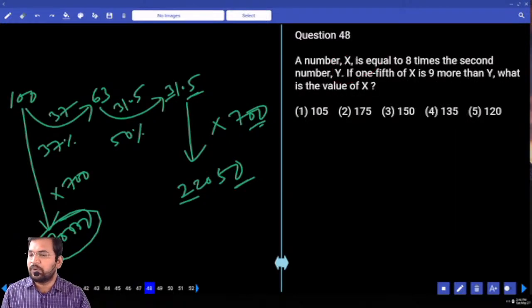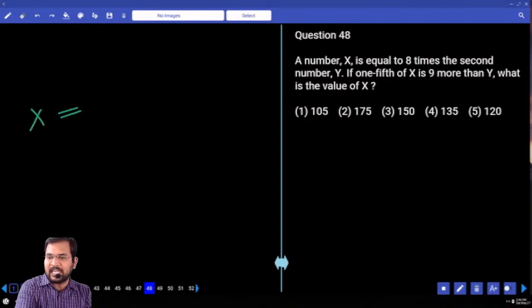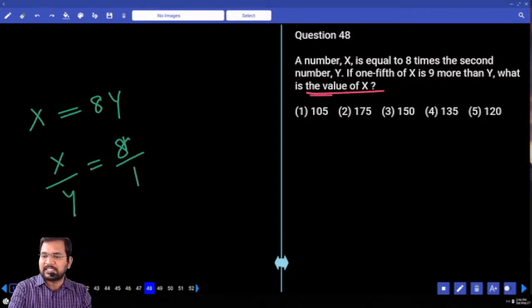A number x is equal to 8 times the second number y. If 1/9 of x is 9 more than y, what is the value of x? See here, a number x is equal to 8 times the second number y. Therefore x by y is equal to 8 by 1. They are asking the value of x.